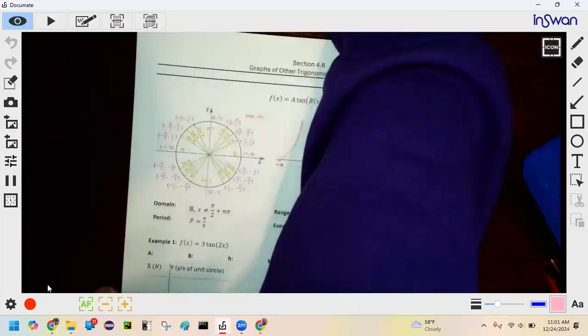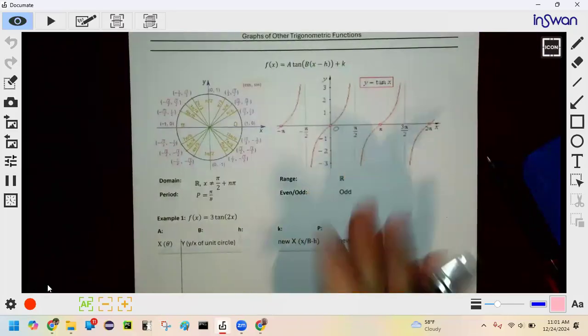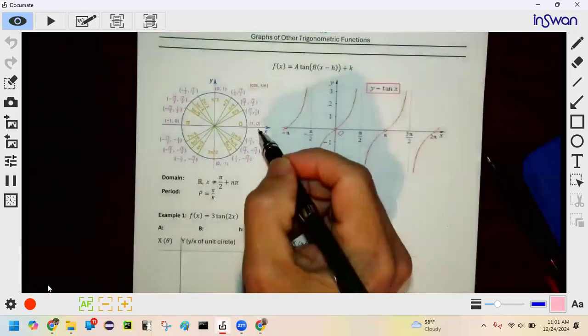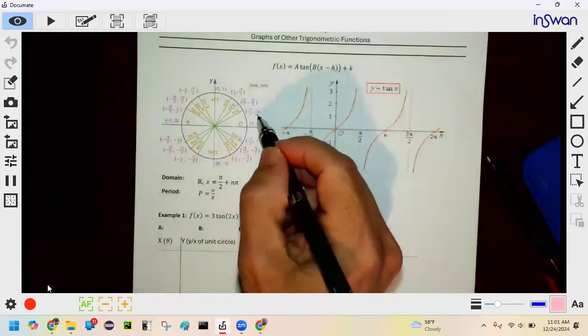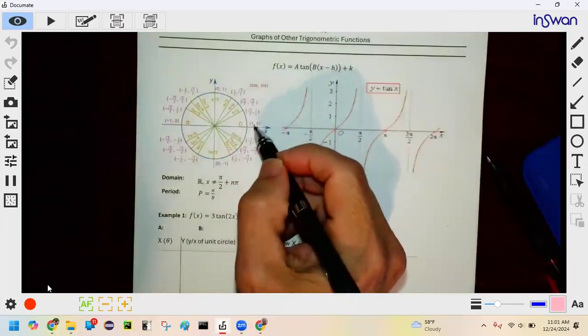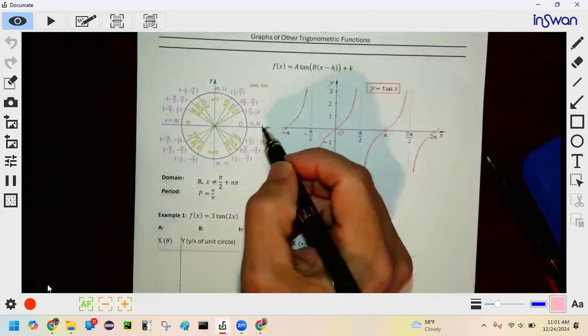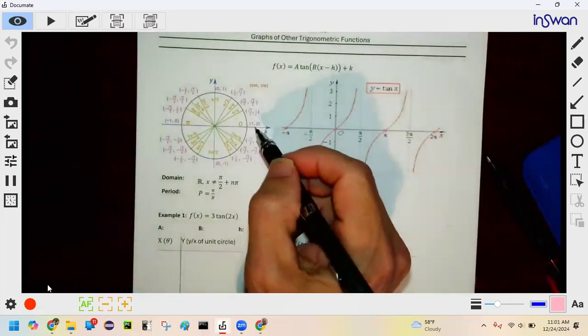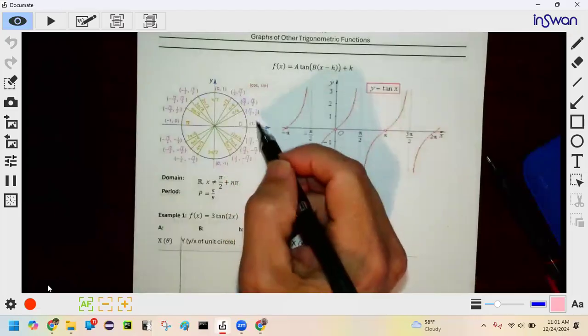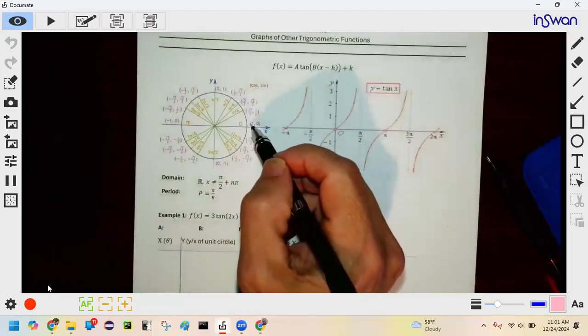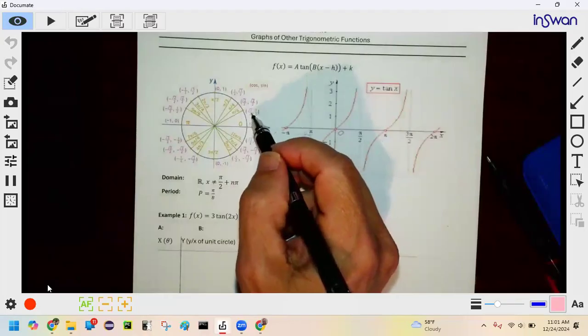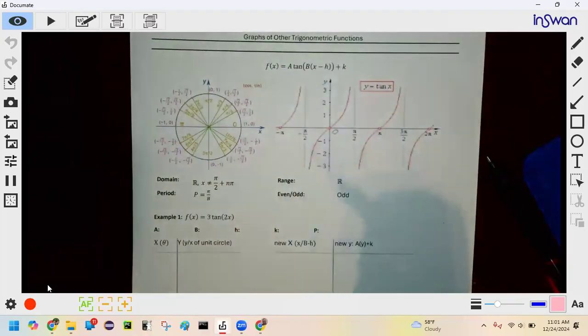Tangent is, so we've done sine and cosine, where for sine, as theta got bigger, we graphed the y coordinates, and for cosine, as theta got bigger, we graphed the x coordinates. Tangent is the ratio of y divided by x. So as theta gets bigger, we're going to graph the ratio of y divided by x, 0 divided by 1, 1/2 divided by root 3 over 2, etc. And what that creates for us is some interesting graphs.